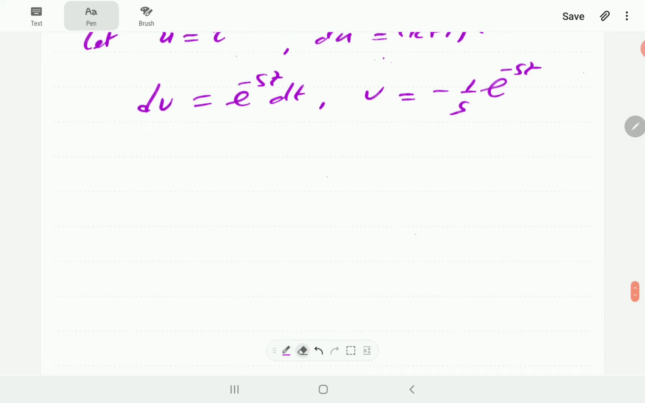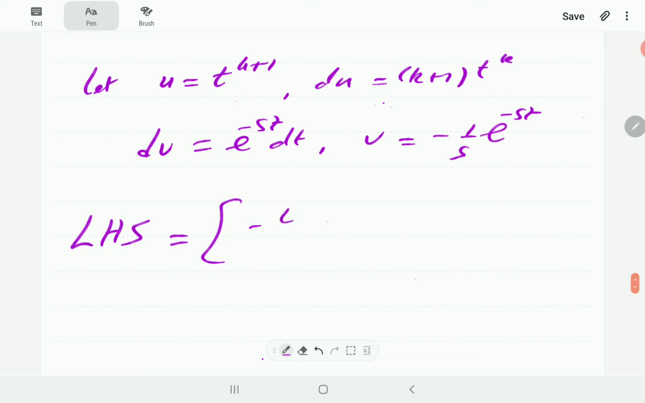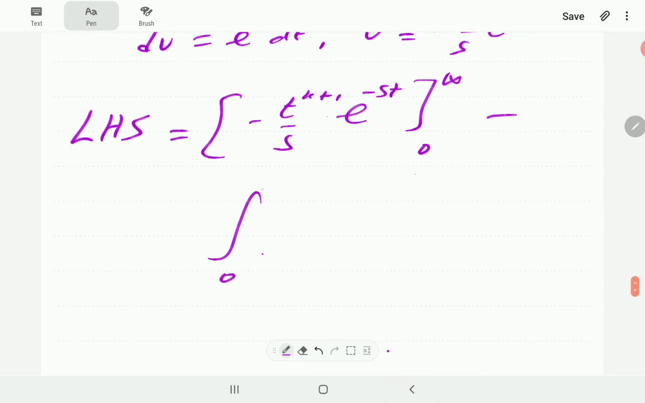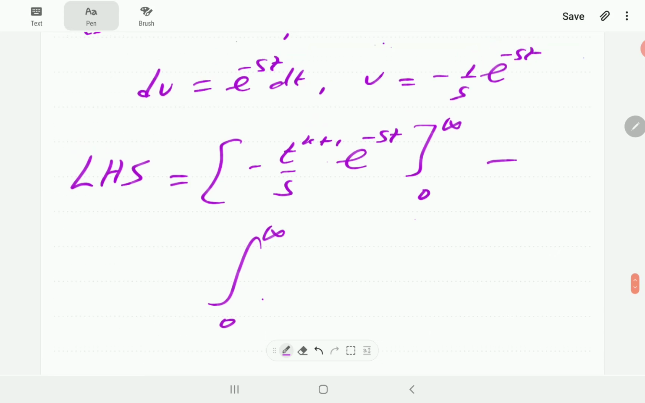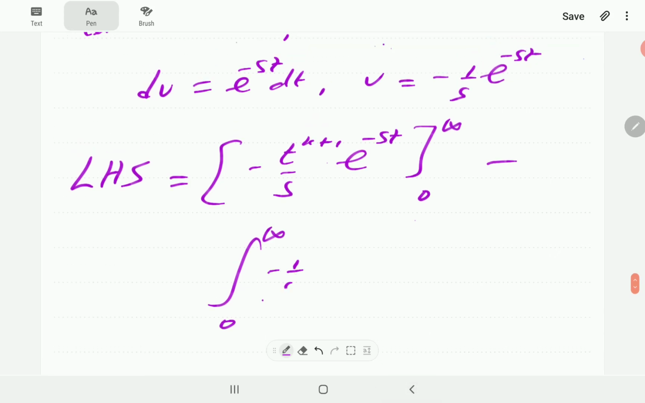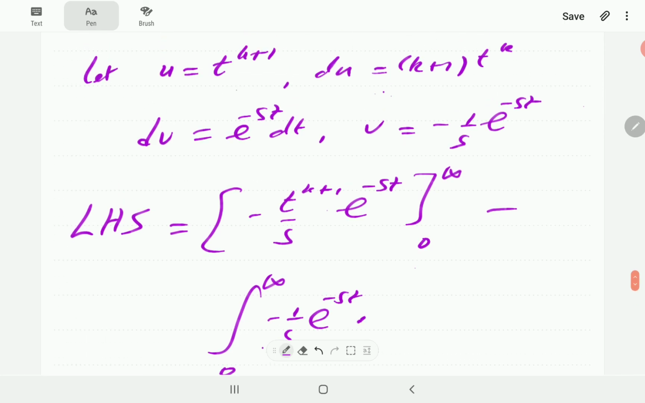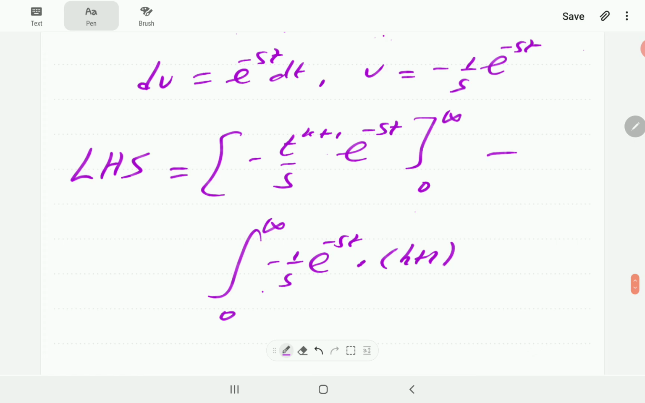So the left hand side is going to be uv. So uv is going to be negative t to the power k plus 1 over s, e to the minus st, from 0 to infinity, minus the integral of v du, minus 1 over s e to the minus st, du is k plus 1 t to the power k dt.